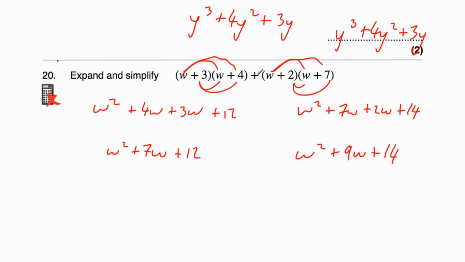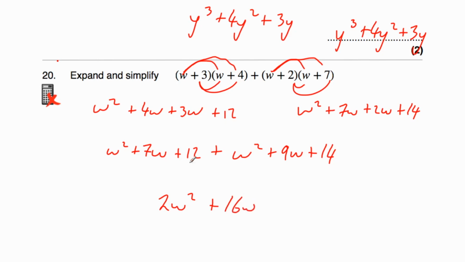So now we just need to add these together, and then that will give us our answer. So we need to add this and this together, and that will be us done. So let's add them together and see what we get. So w squared plus w squared is 2w squared. 7w plus 9w is plus 16w. And 12 plus 14 is plus 26. So the answer would be 2w squared plus 16w plus 26. And that's us done.